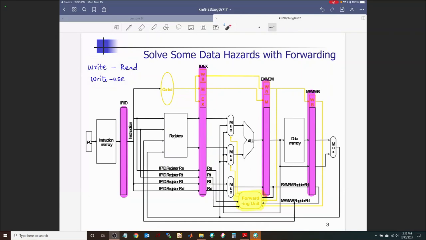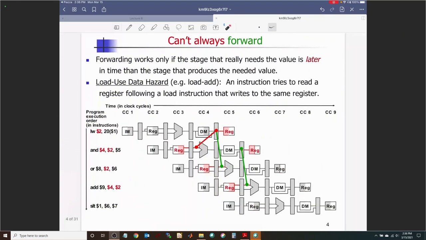So all the things that you are seeing in yellow are the ideas that we talked about in the previous lecture. The goal over here is to see why we can't always do the forwarding, right? It doesn't work for the load use data hazard case. So let's talk about that.